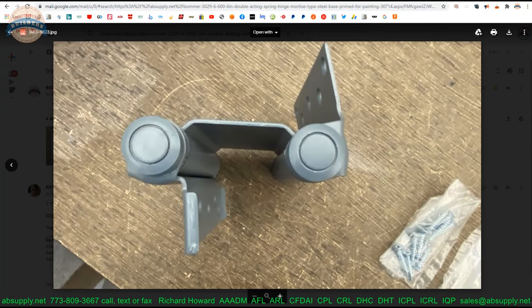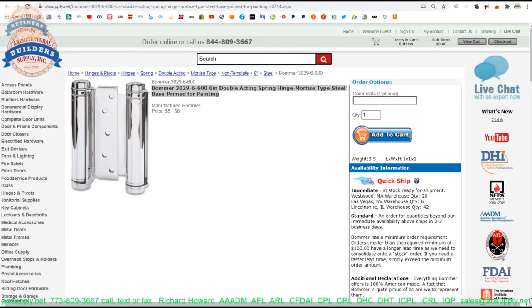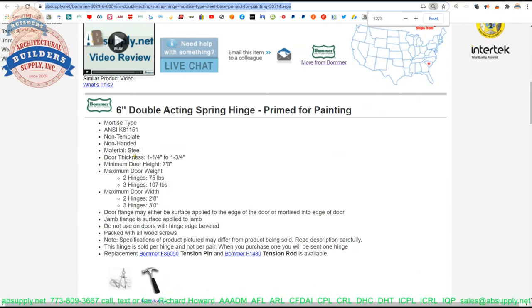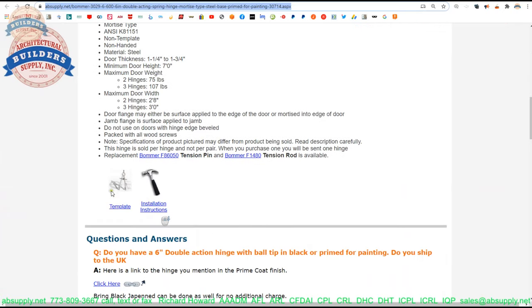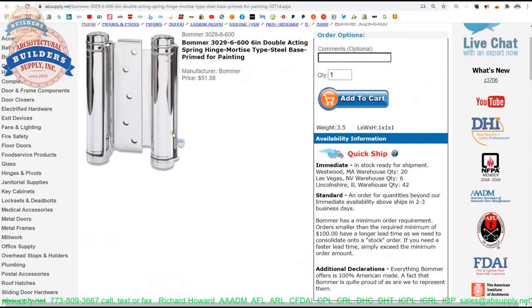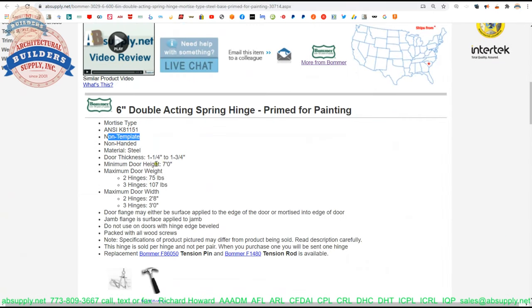There we go. So let's take a look at the extended description information that's listed down below. Mortise type. This hinge can be mortised. We'll talk about that when we get to the installation instructions. It's non-template, which means the location of these screw holes does not match any pattern in particular. Made of steel and is indeed non-handed.